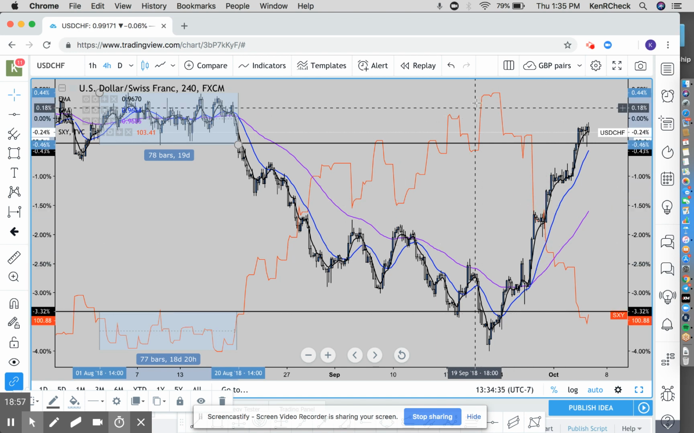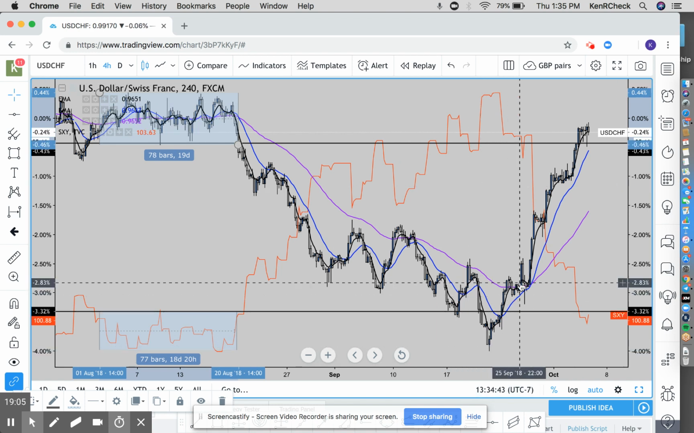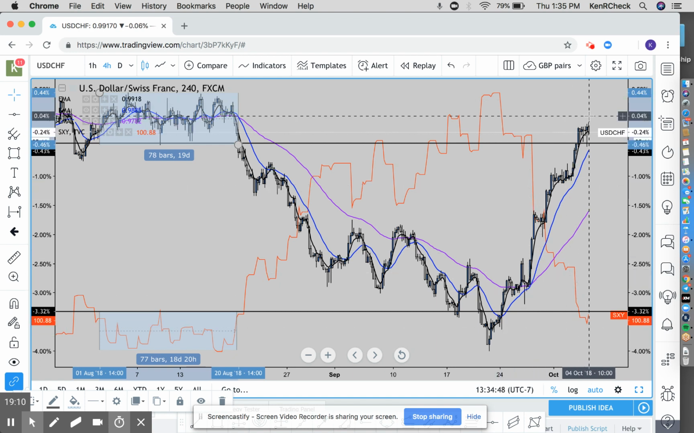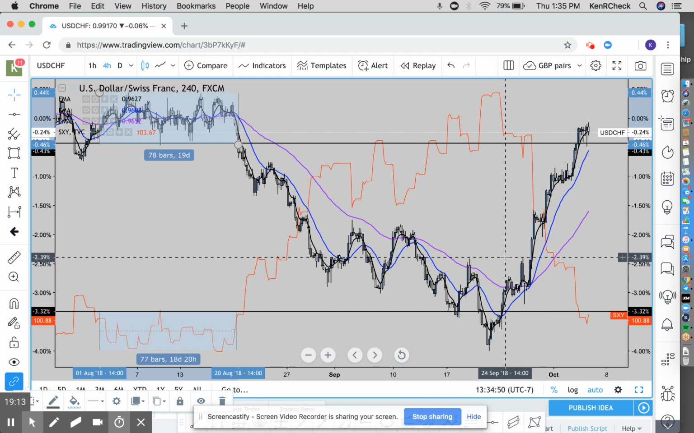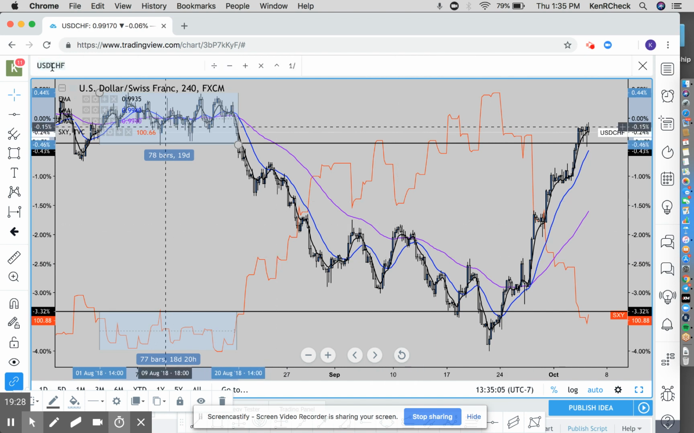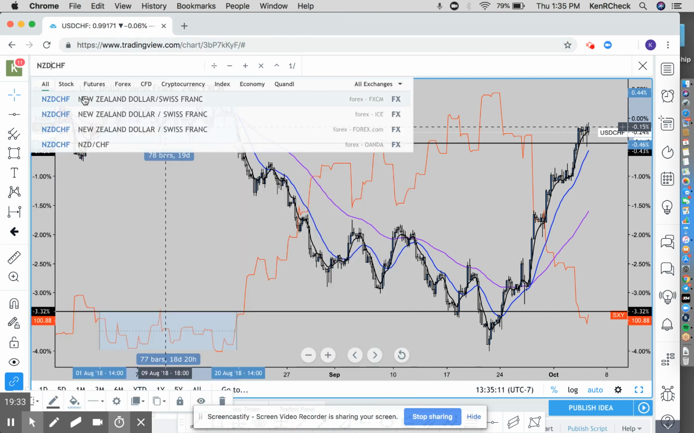So it comes all the way up and makes a new high. I'm making a new low down here. Now you're waiting for all the pullbacks to happen. So it correlates very well with the US DXY index, but it goes the complete opposite direction with the Swiss franc index. So we're going to see if we change this and add NZD CHF.